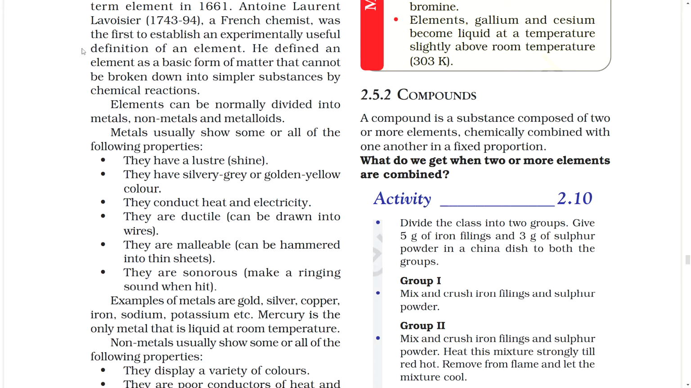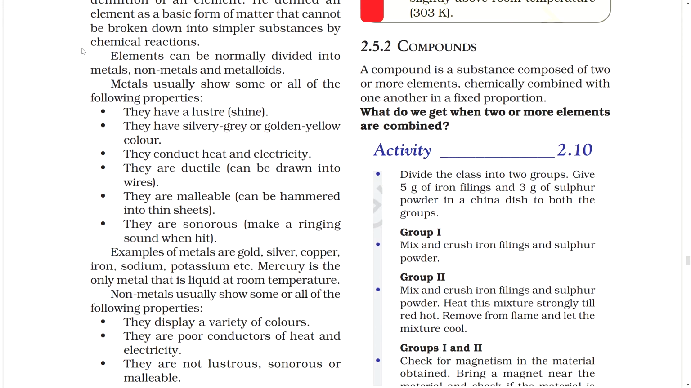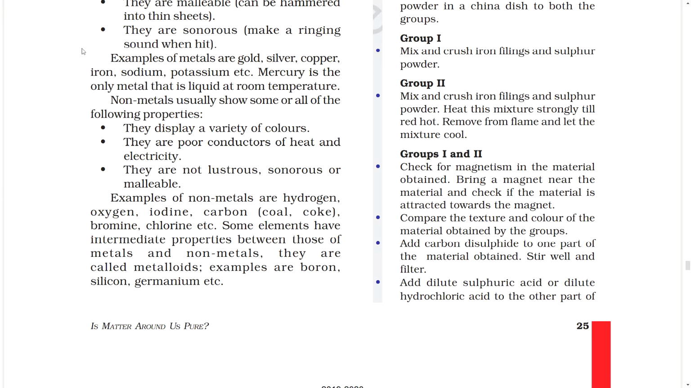Nonmetals usually show some or all of the following properties. They display a variety of colors. They are poor conductors of heat and electricity. They are not lustrous, sonorous, or malleable. Examples of nonmetals are hydrogen, oxygen, iodine, carbon, coal or coke, bromine, chlorine, etc. Some elements have intermediate properties between those of metals and nonmetals. They are called metalloids. Examples are boron, silicon, germanium, etc.